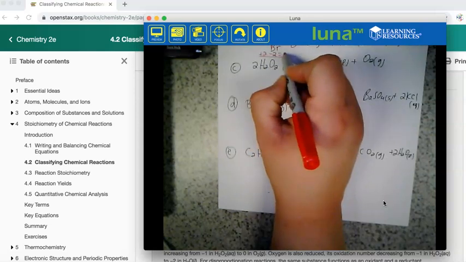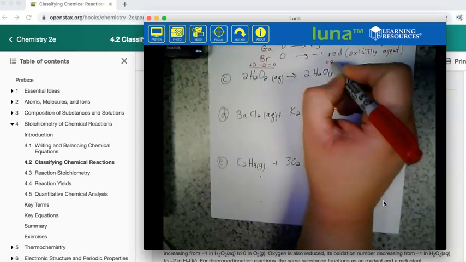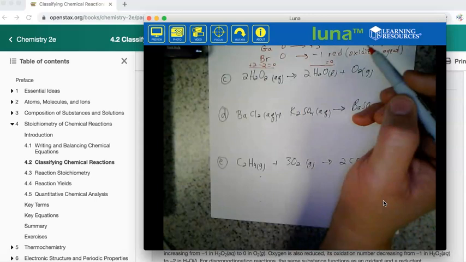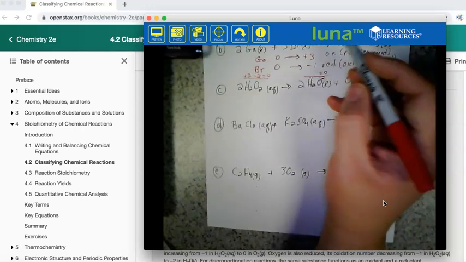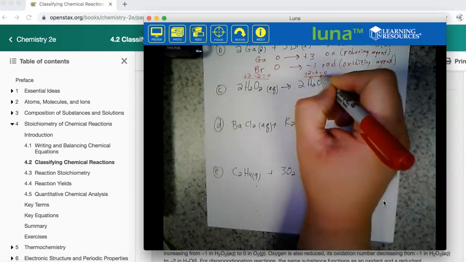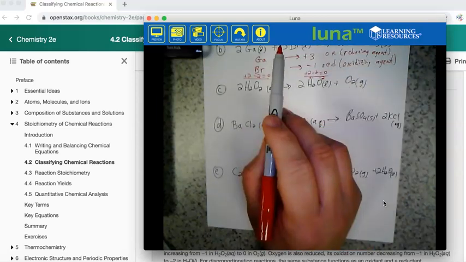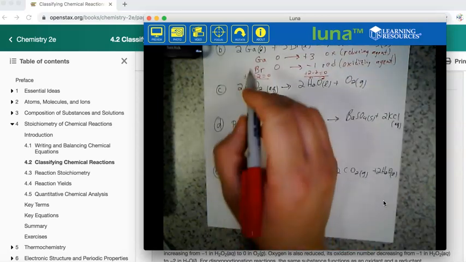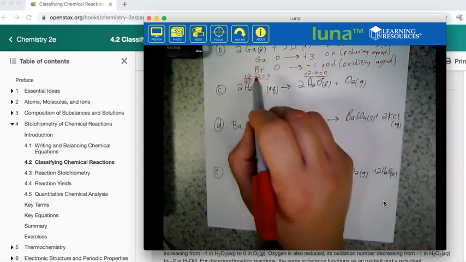So here with water, it has to add up to 0 too. It's a neutral compound. Oxygen is -2, hydrogen is +1. These are all rules here. So 2 times 1 is +2, and +2 plus a -2 adds up to 0. So hydrogen went from +1 individually to +1. So hydrogen didn't change in this example.